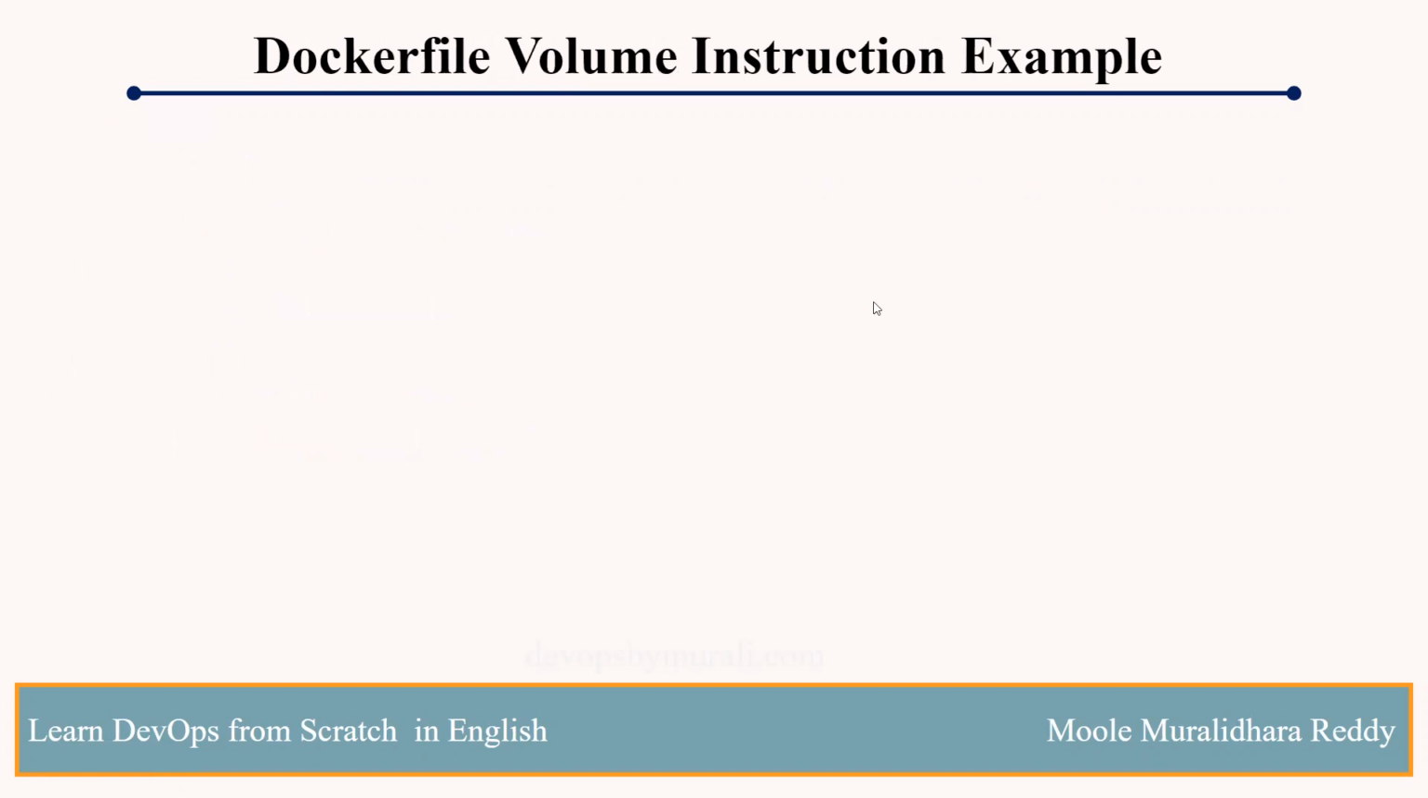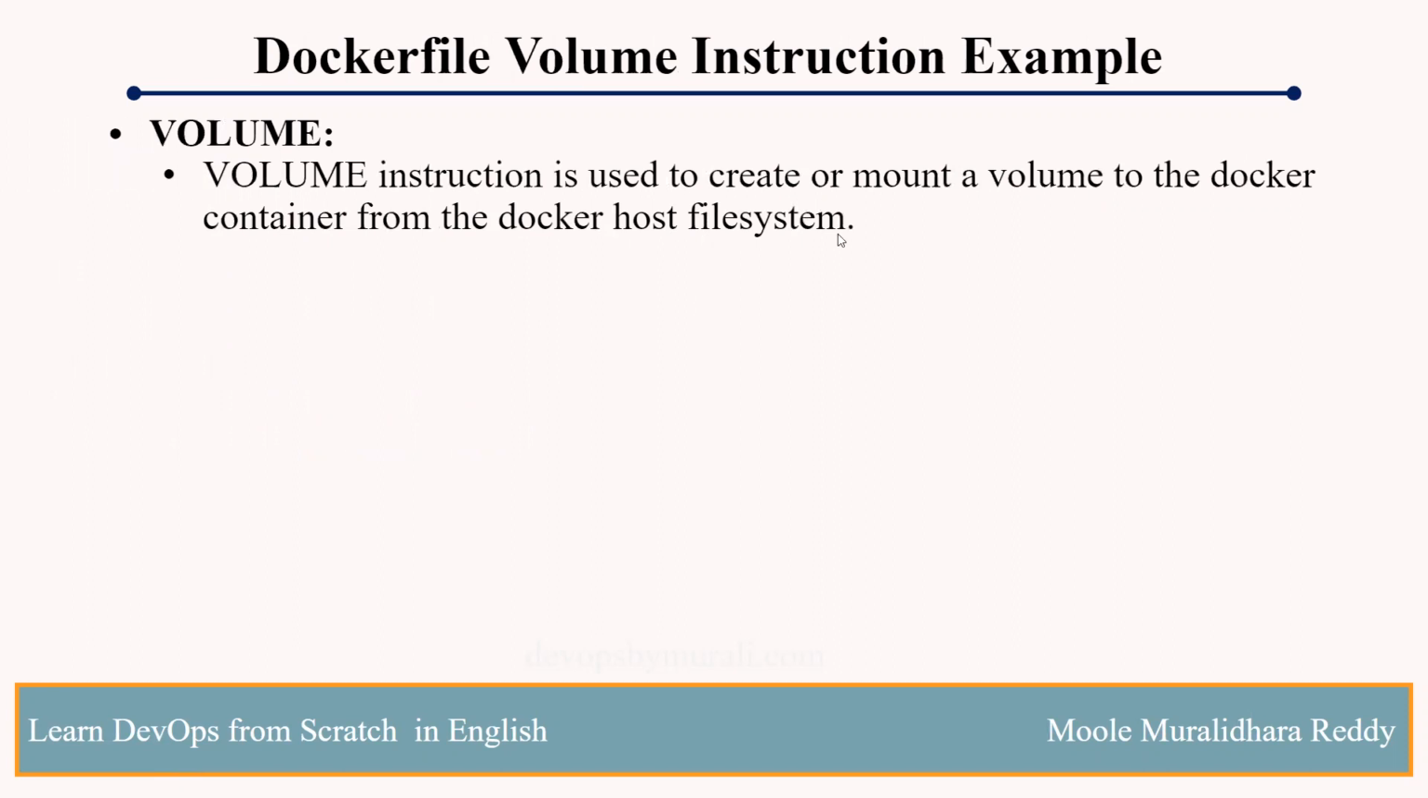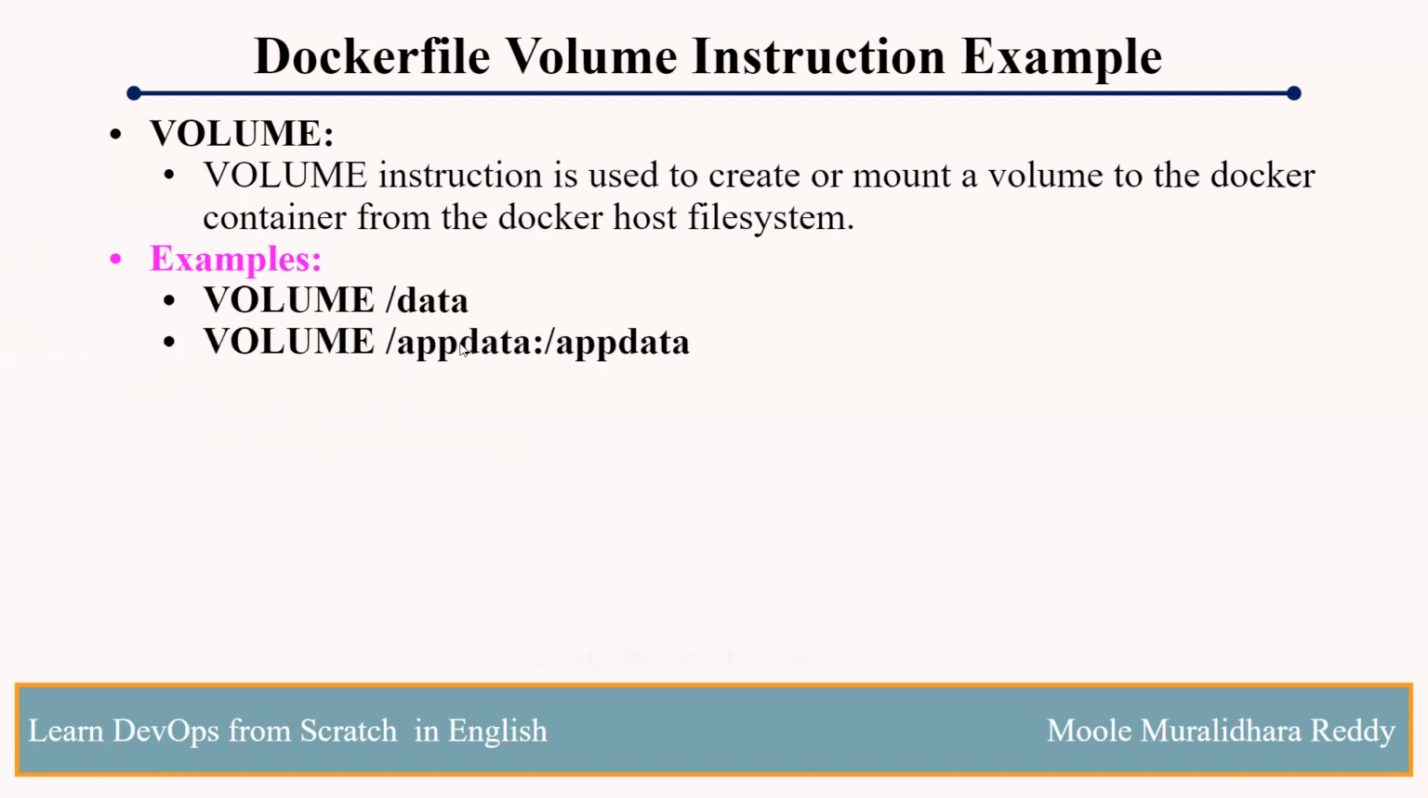No? Coming to the VOLUME instruction. If you want to mount a path, we can use the VOLUME instruction. We can create the volume and mount the particular volume to the Docker container from your Docker host file system. Here, for example, if you take VOLUME /data, in case you want to, this path after app data is a container or image path.